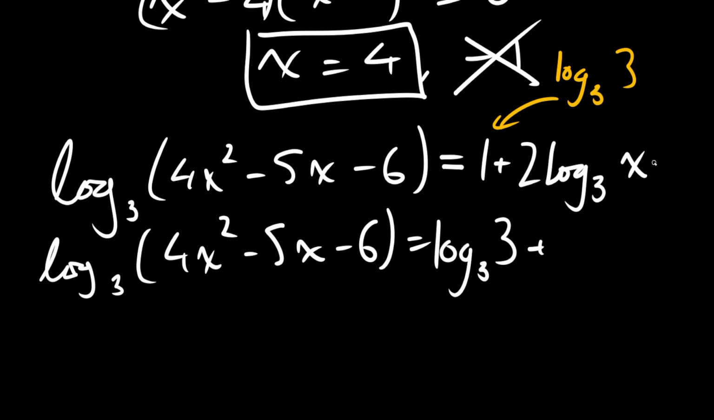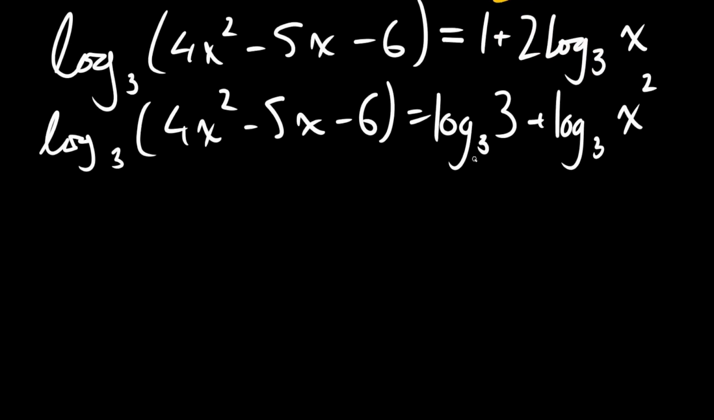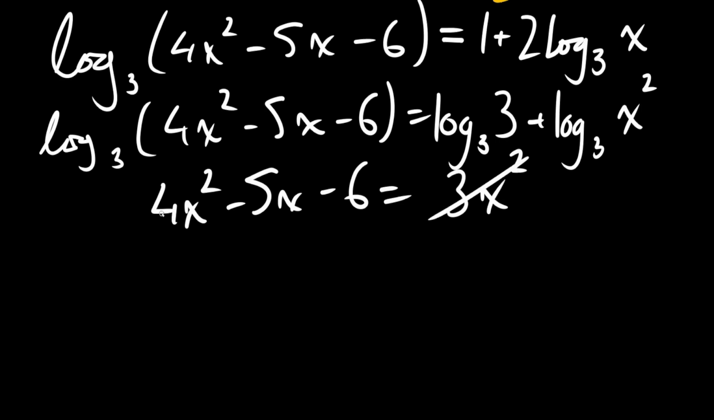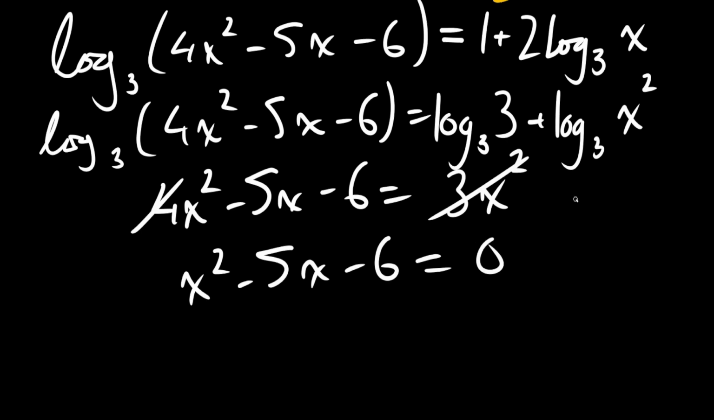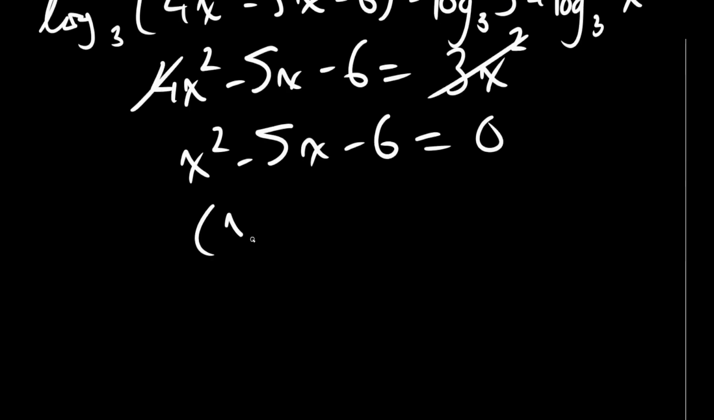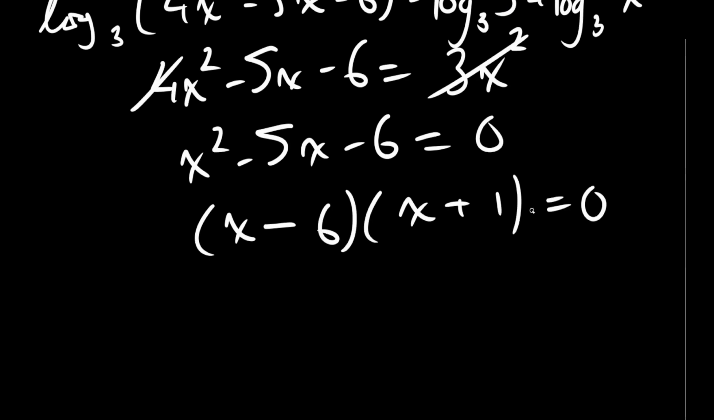which can be written as an exponent for the x. So log base 3 of x squared. And now we just have a multiplication here, and we can raise 3 to both sides. So we're going to get 4x squared minus 5x minus 6 equals 3x squared. We can subtract this from both sides: x squared minus 5x minus 6 equals 0. And similarly, this is going to be x minus 6, x plus 1 equals 0. And of course, we cannot have the negative value, we can have the positive value. So we only take this one.